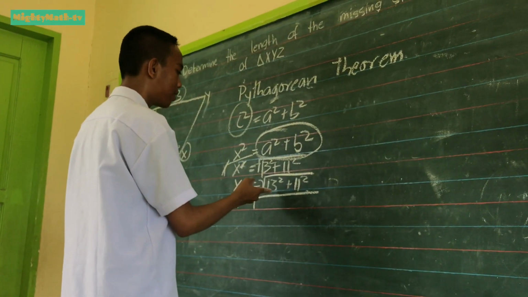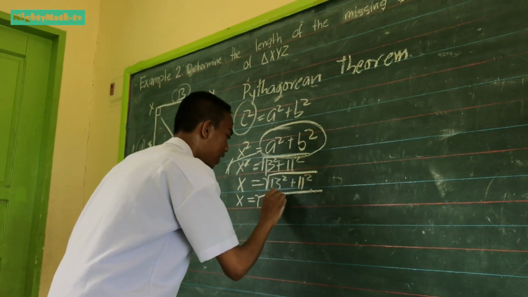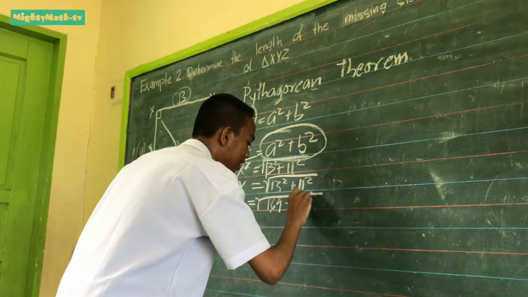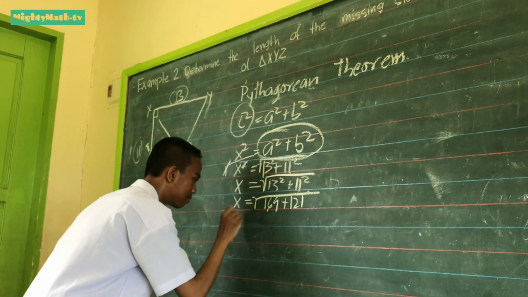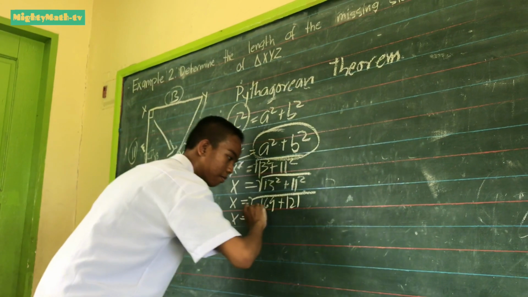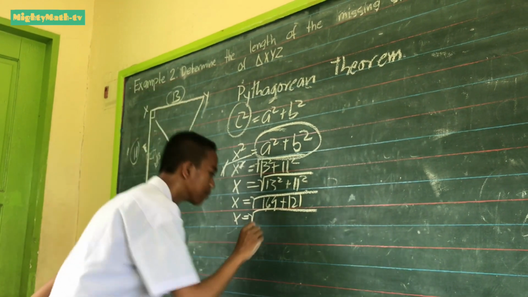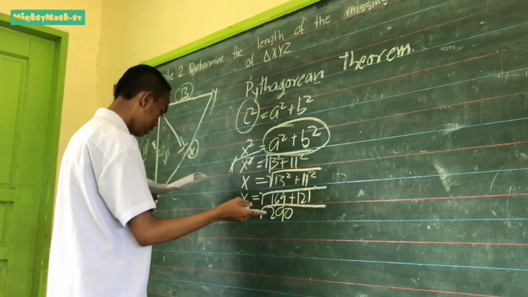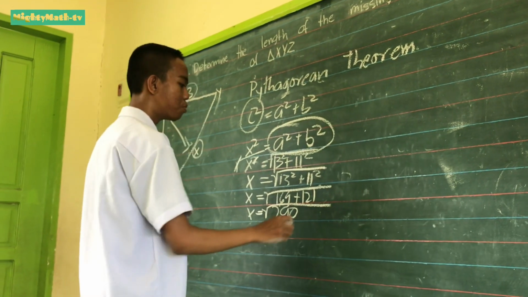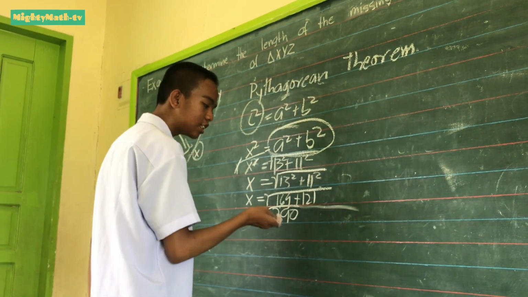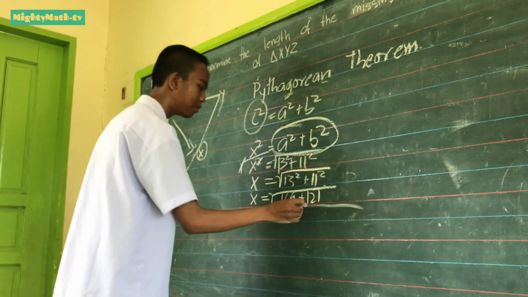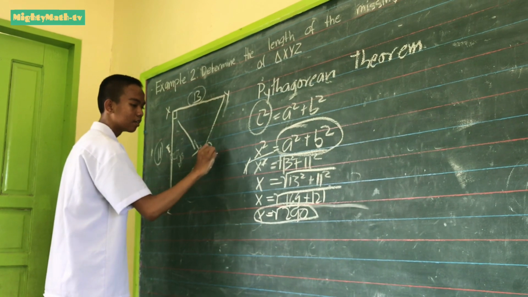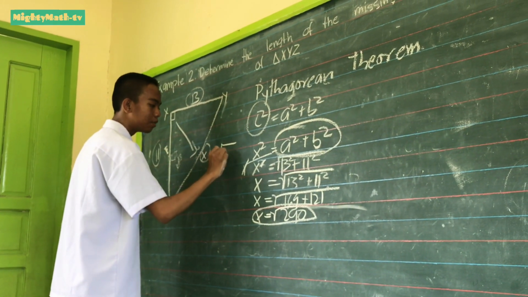So what is the square of 13? It's 169, plus what is the square of 11? It's 121. What is the square root of 290? It's not a perfect square. So this is the final answer. X is equal to the square root of 290.